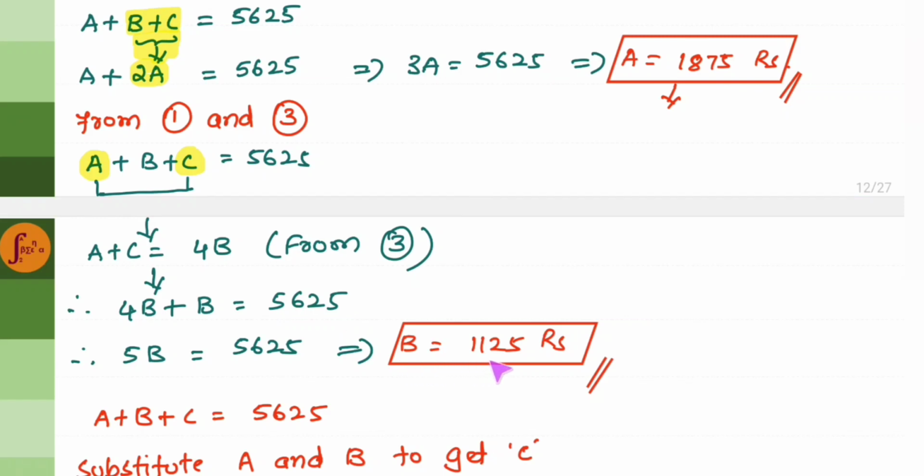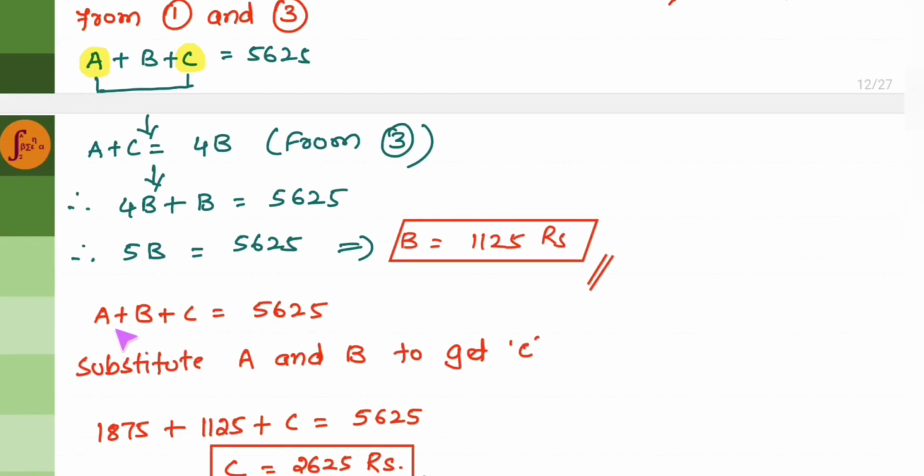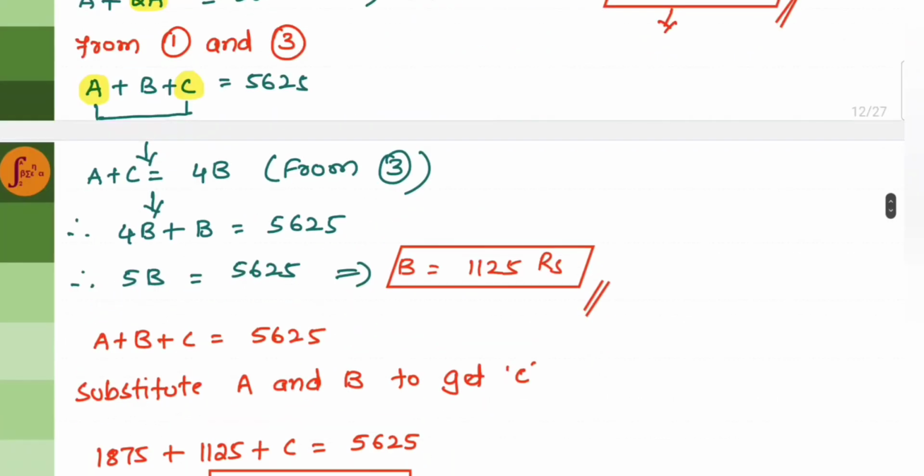And when you solve it, you're going to get B is equal to 1125 rupees. So we got A, we got B. Same expression we use. Substitute B and A and you'll get C.